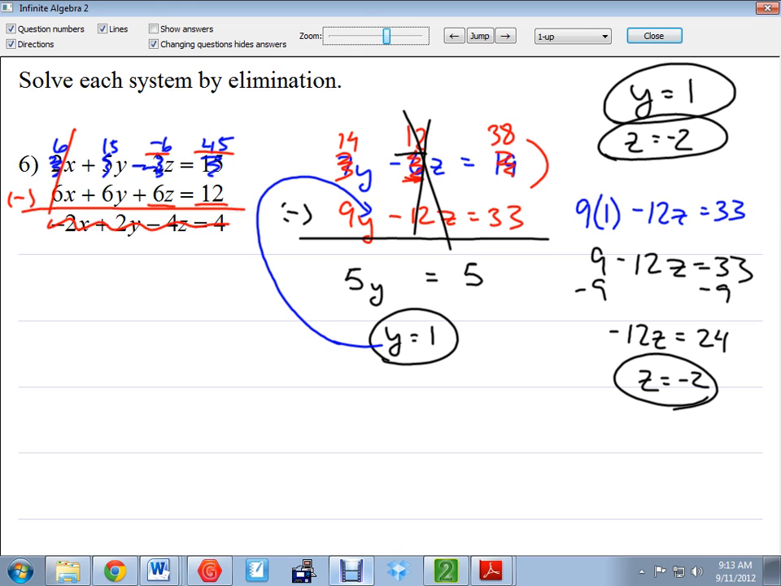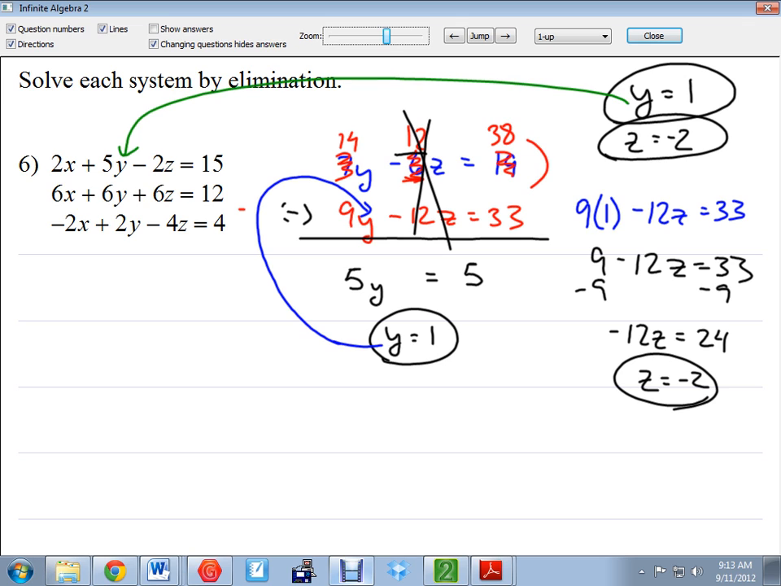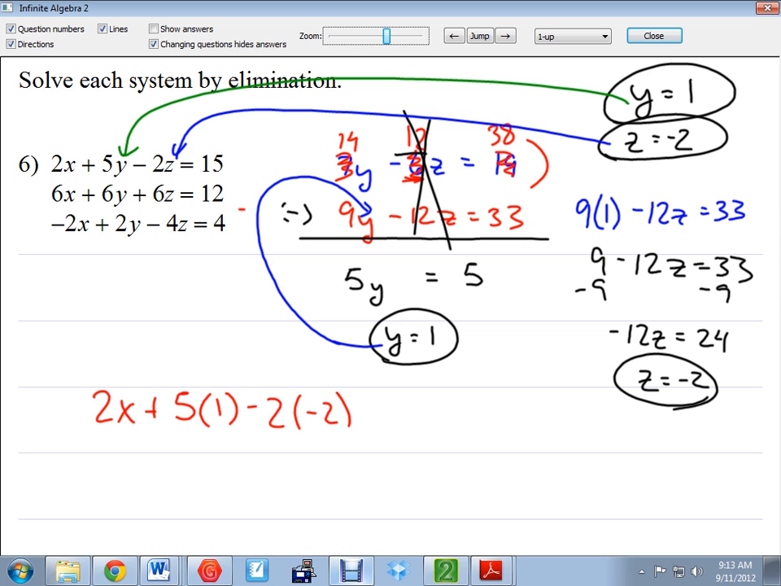And so I have 2, I can go ahead and plug back into one of these 3 original equations. And it doesn't matter which of the original equations you plug it back into. So I'm going to go ahead and plug it into, why not the top? That's easy to find. There goes the y, and the z goes in for the z. And then we'll have a new equation that comes out of that. So we'd have 2x, which I do not know, plus 5 times y, which is 1, minus 2 times z, which is negative 2, equals 15.